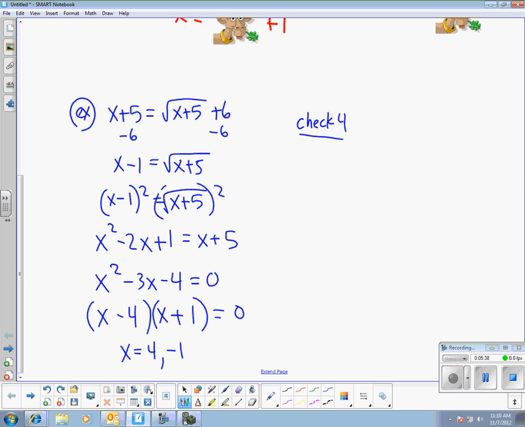If I check 4, I get 9 on the left. I get the square root of 9 plus 6. 9 is equal to 3 plus 6. So 4 works. Let me check negative 1.